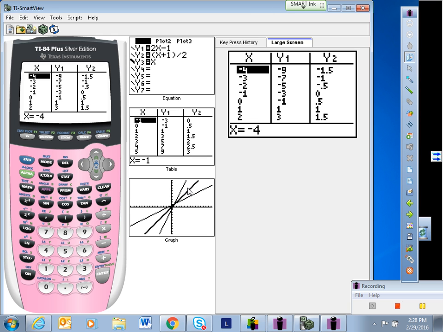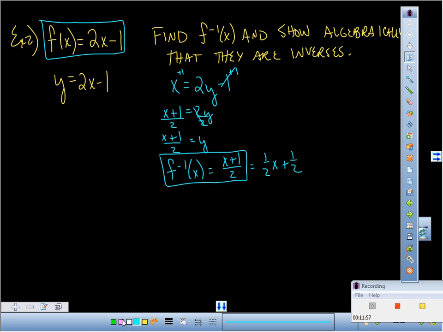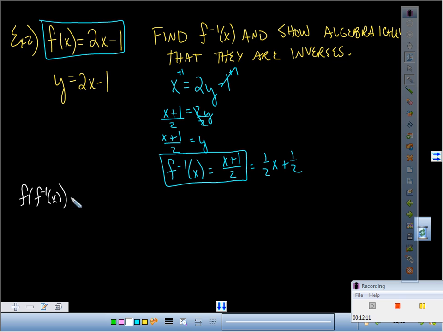See, looking at it on a graph, I can kind of say, yeah, I think I'm doing pretty good. Looking at it on a T-chart, I can go, oh yeah, I'm right, or, uh-oh, I messed up. Okay? So now let's do what I'm going to make you do, which is show algebraically. I'm going to make you find f of f inverse of x and show that it's x, and I'm going to make you find f inverse of f of x and show that it is x. Okay?